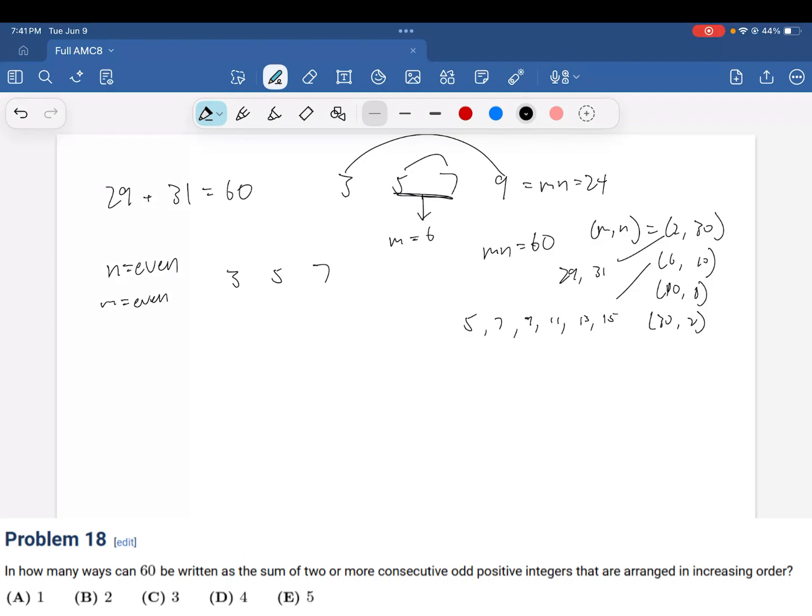But if we try this one, the center is 6, so we have 5 and 7 on the outsides. But if we go this way more, 3, 1, we get to -1 and -3. But those are negative, so we can't use these. So this one is not allowed. Same thing goes for this one, because this would be even more negative. So we actually only have these two sequences that work. So the answer is B, 2.